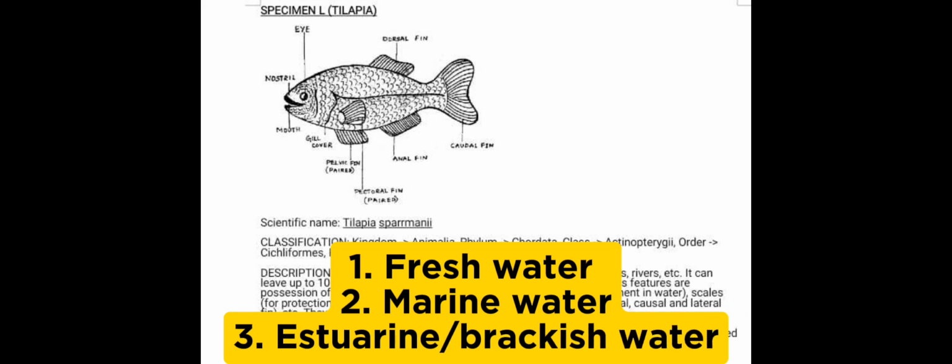You can have a freshwater habitat, that is a habitat with a very low amount of salt content. You can have what we call marine habitat, which is a habitat with a very high amount of salt content. Then we have what we call an estuarine, or a brackish water. That is where salty water and fresh water meet.